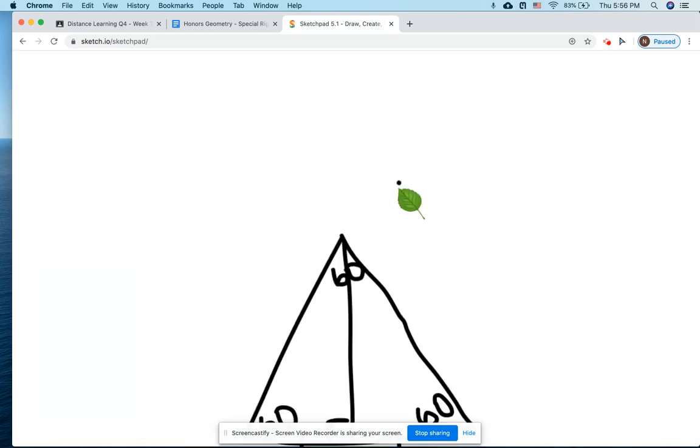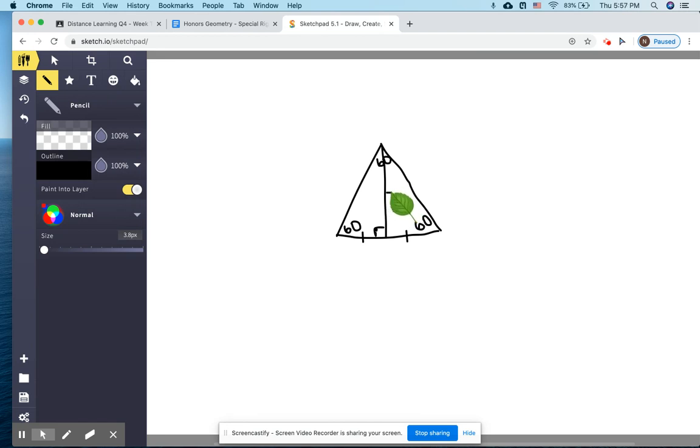So, oops. This is 7 root 3, which means that this length right here has to be 7. I'm going to do that again. This is 7. And also, this is 7, because both of these are 30, 60, 90 triangles. So that means that the side length of the equilateral triangle is 14. So the perimeter is going to be 14 plus 14 plus 14.